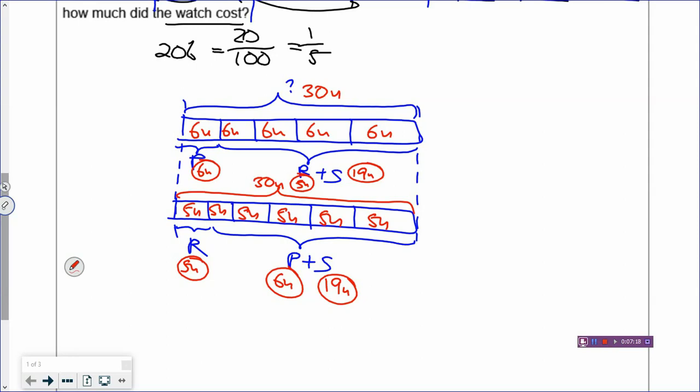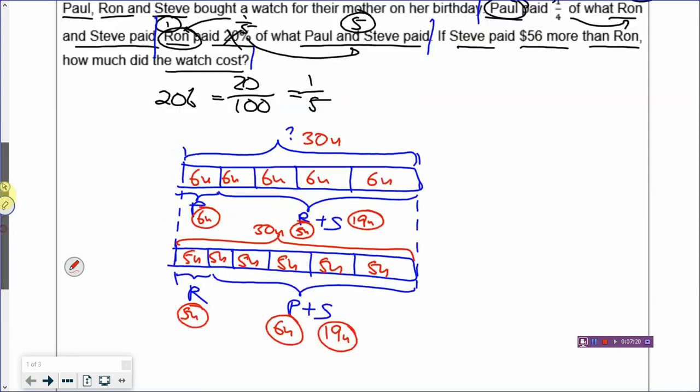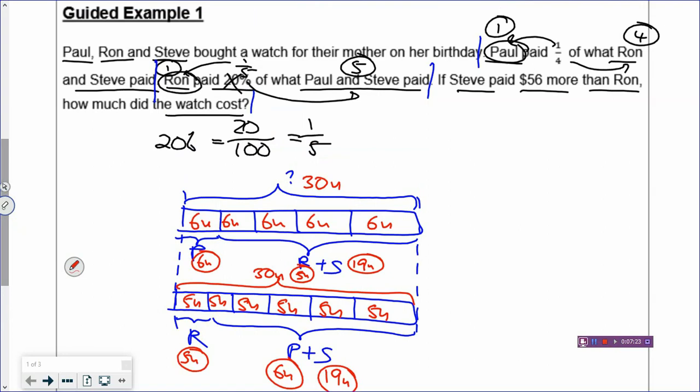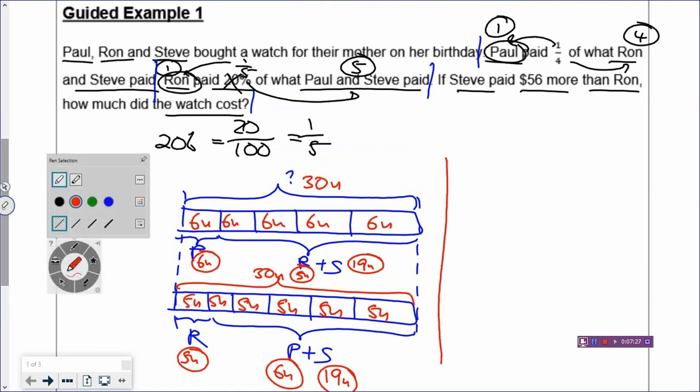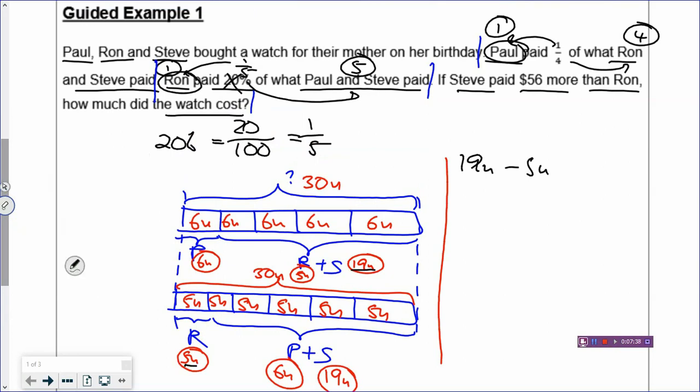If you add all the people, you will find that the total present will cost 30 units. Then you can go back to the model, and you can see that Steve paid $56 more than Ron. So where is Steve? Steve is 19 units. So there will be 19 units minus Ron. Ron will be 5 units. So 19 minus 5 units, that will be 14 units more. So 14 units more will be equal to $56 more. So your 1 unit will be 56 divided by 14. So your 1 unit is $4.